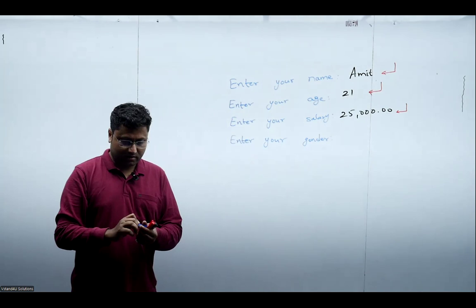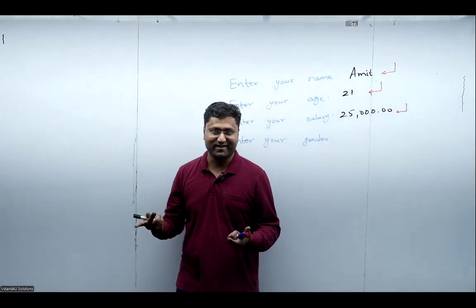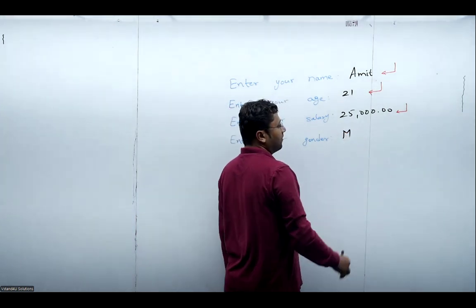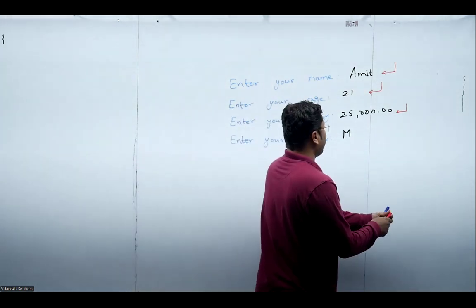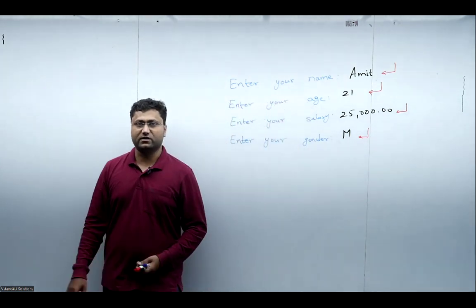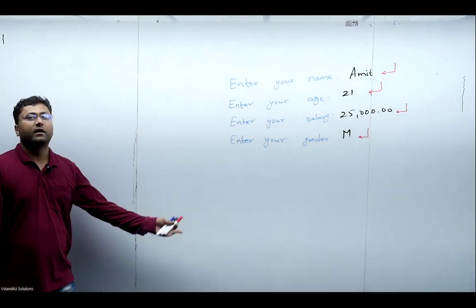Say gender. I'm expecting only two possible combinations, male or female. For male, I'm expecting M. For female, I'll be expecting F. And the user will enter it. That's all. Agree? Now, in my program, I have to accommodate this data.